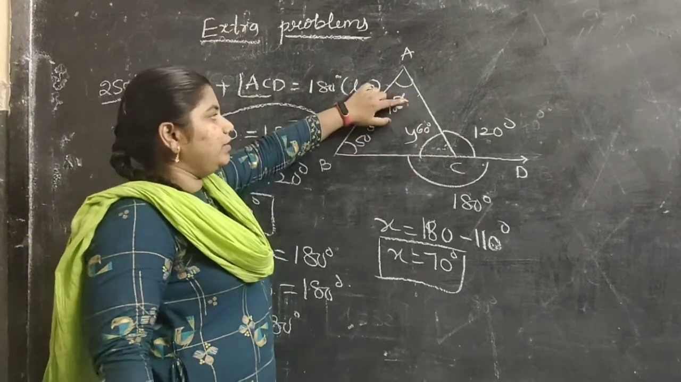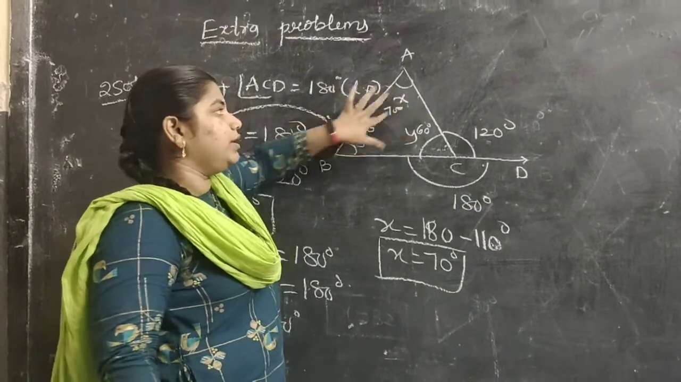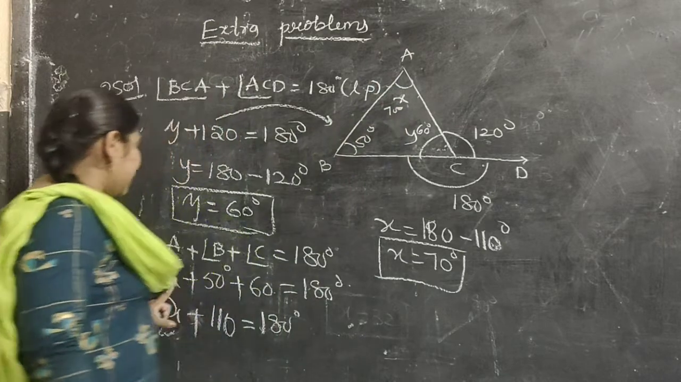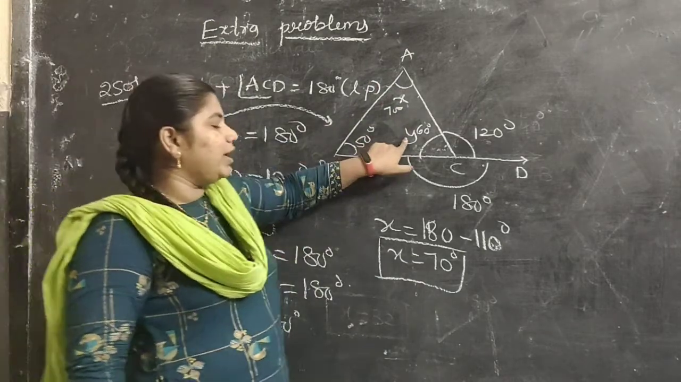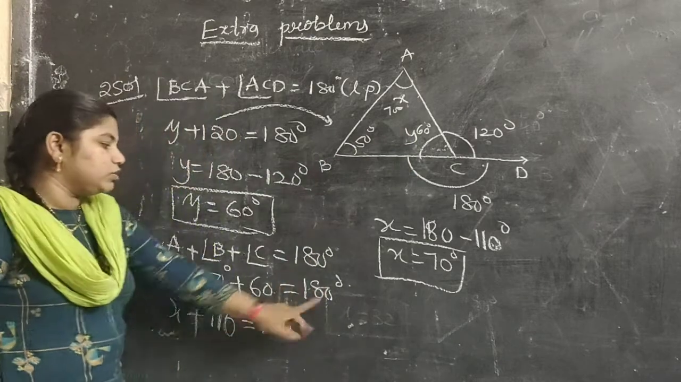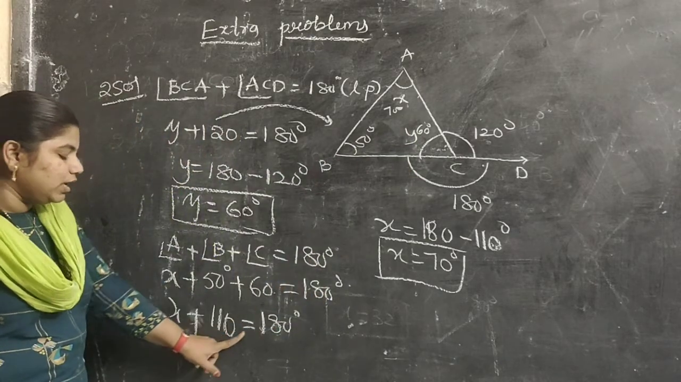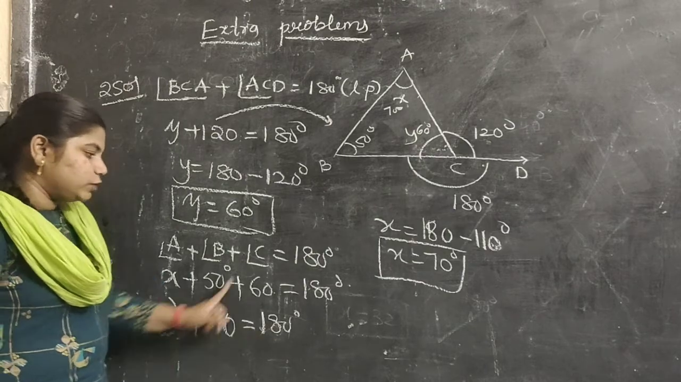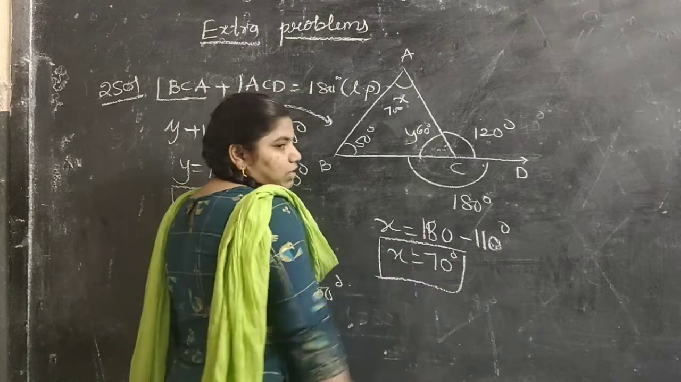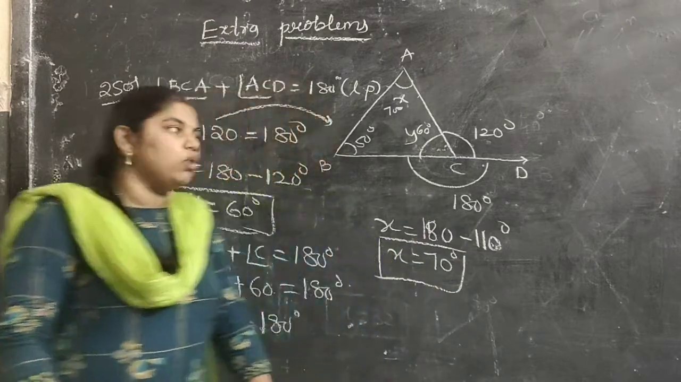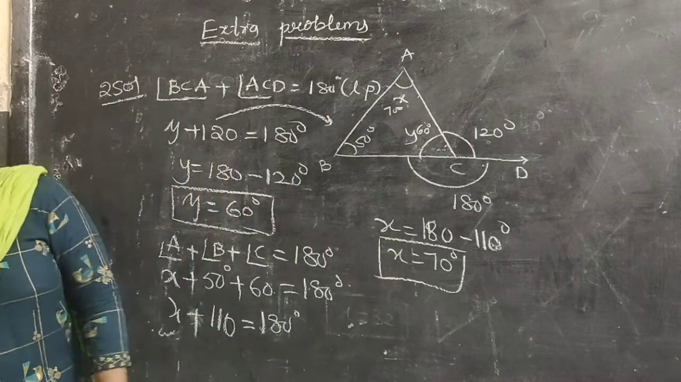Now we have to find the x value. So the sum of three angles will be equal to 180 degrees in a triangle. So that is x plus 50 plus C value. C is nothing but y here, that is 60 degrees, equals 180. So x plus 50 plus 60 is how much? 110 equals 180. Transpose 110 to the other side, that is 180 minus 110. X is equal to 70 degrees. So you got the x value as 70 and y value as 60.